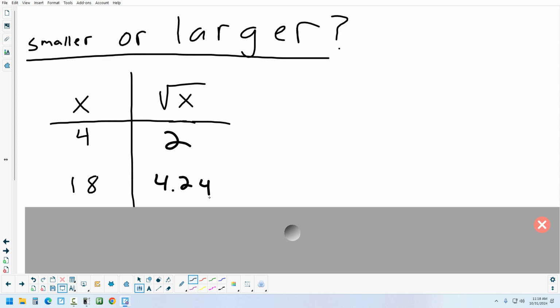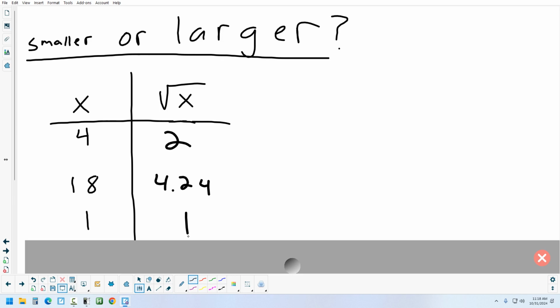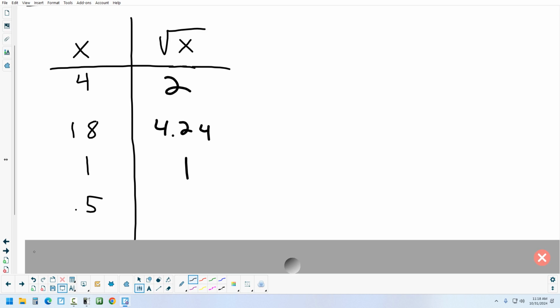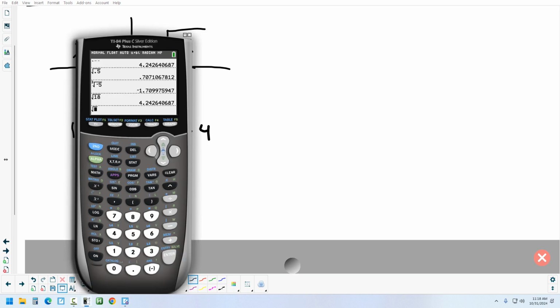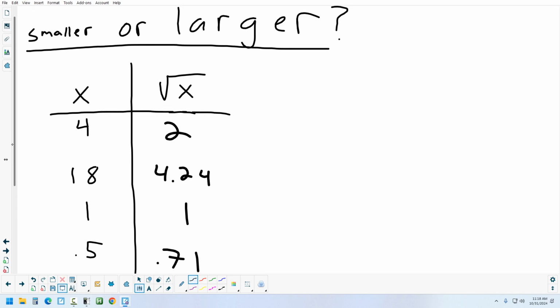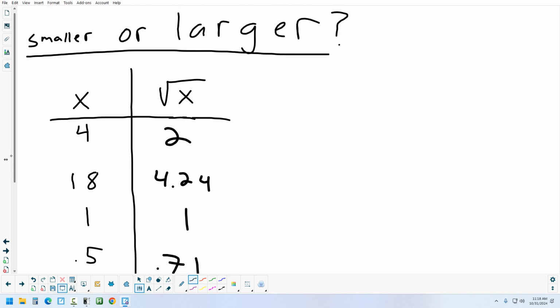Can anybody think of a number where the square root doesn't get smaller? Yep. 1. Square root of 1 is 1. Okay, so maybe then it either gets smaller or it stays the same. Well, let's try the square root of 0.5. 0.71. What happened that time? It got larger. So when you take a square root, does it get smaller or larger? Well, it depends. Depends on what you take the square root of. Anything can happen. Smaller, larger, or stay the same.